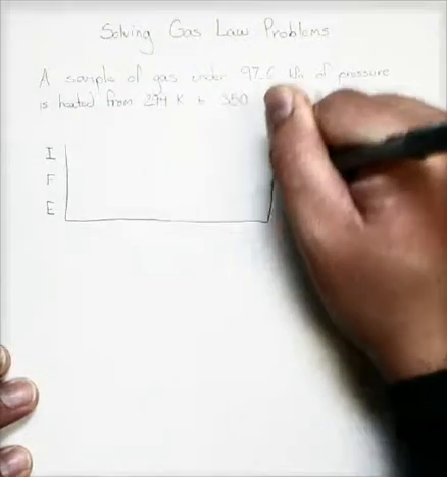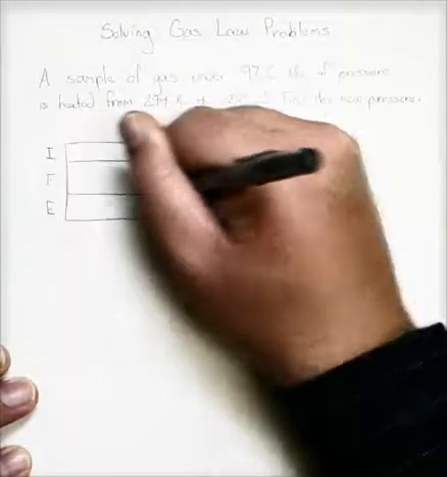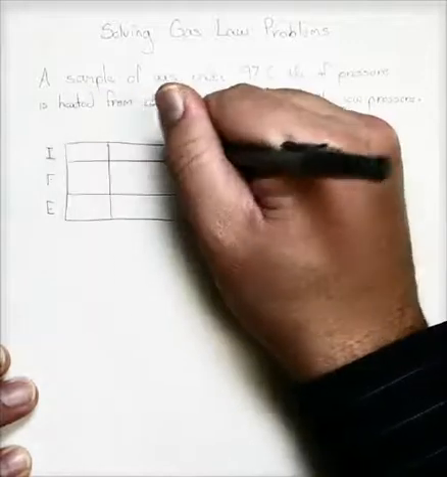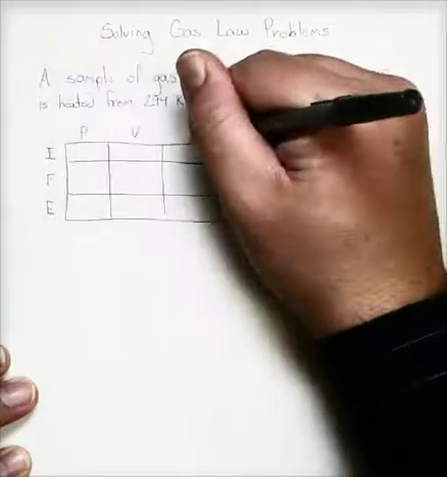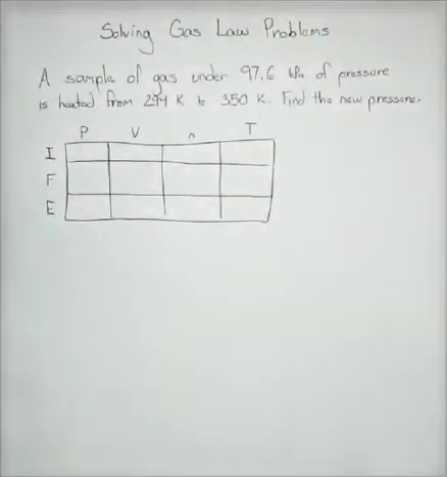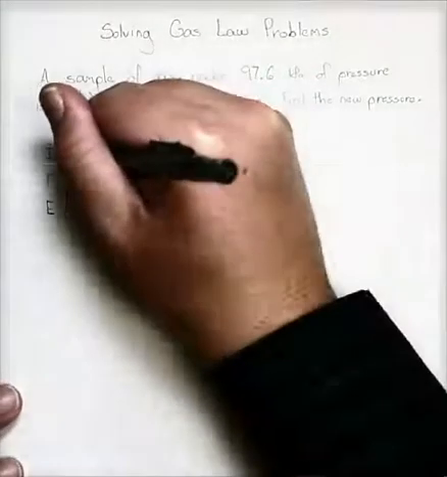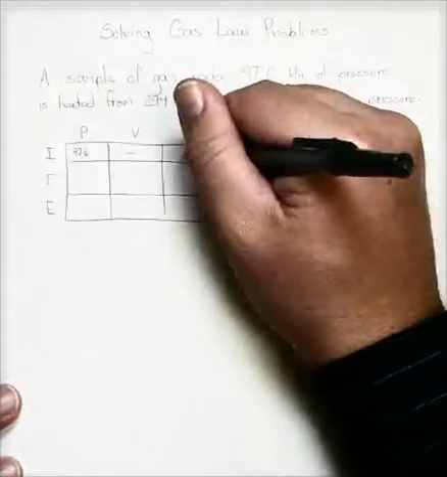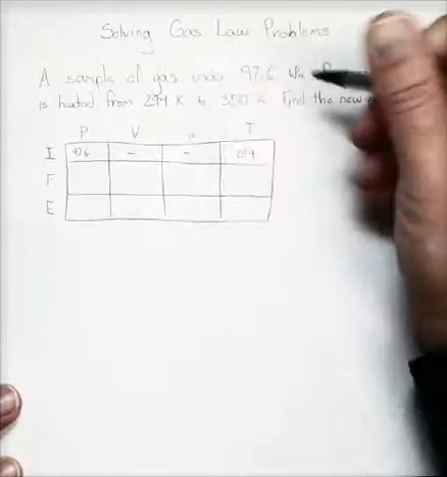So remember, I means the initial, F means final, and effect means change. And we're going to set it up to look at pressure, volume, number of gas particles, and temperature. So our initial pressure, before we heated this particular gas, was 97.6. Volume we don't know about, number of particles we don't know about, but the temperature was 294.